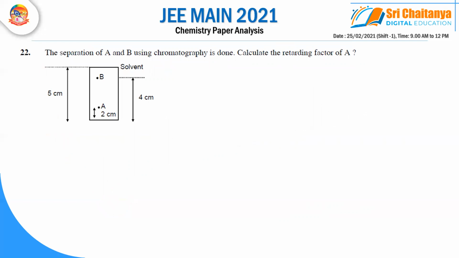This is a question from chromatography. Now they are asking the retardation factor. Two components of a solution are being separated in this way, and they are asking the retardation factor. What you need to know is that the retardation factor is nothing but this distance divided by this total distance. 2 divided by 5, that will be 0.4.